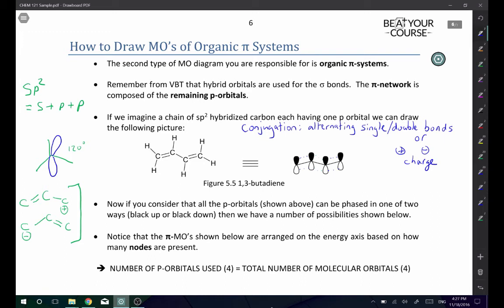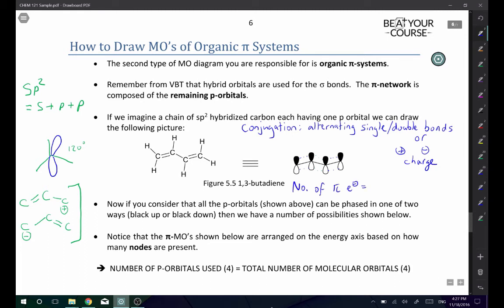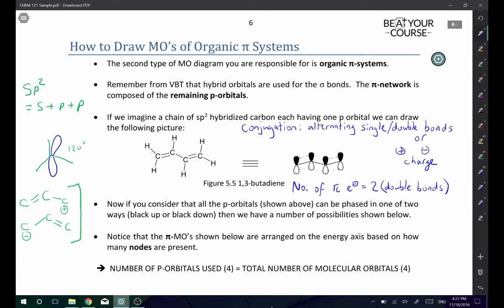The number of pi electrons is also important. So the number of pi electrons is twice the number of double bonds. For 1,3-butadiene, you have 2 double bonds. That must mean you have 4 pi electrons. Every double bond has 2 pi electrons.